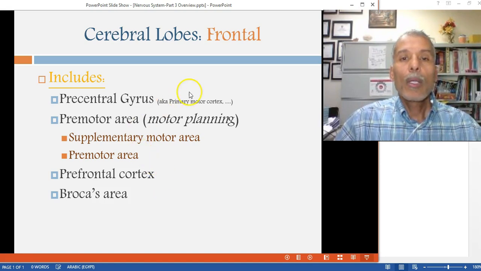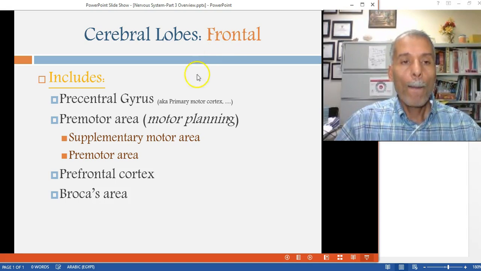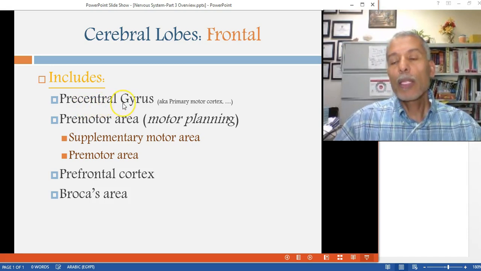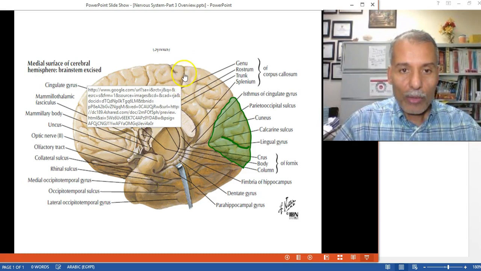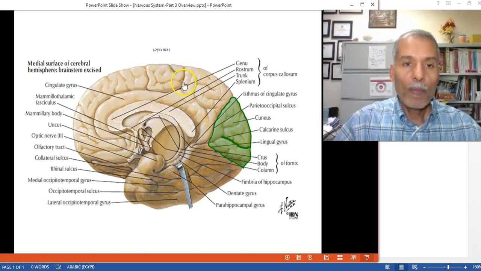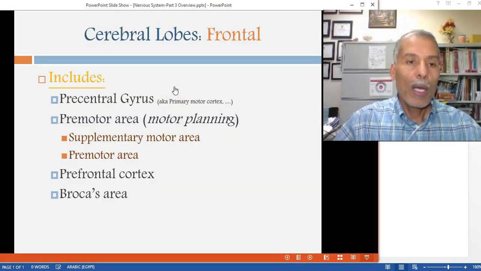So the frontal lobe of the brain begins with the back, the pre-central gyrus. So we said here is the central sulcus, and then the pre-central gyrus will be... so this map is not very good.